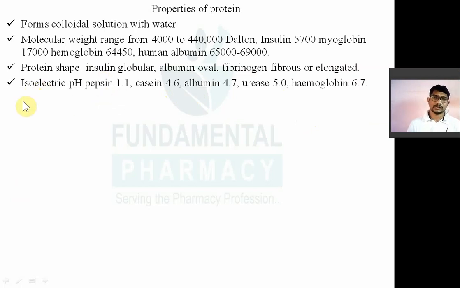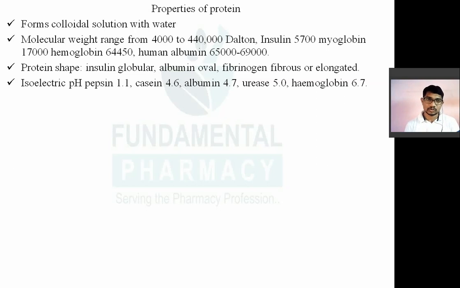Then isoelectric pH. So what do you mean by isoelectric pH? The pH at which amino acid will exist in a zwitter ion. Zwitter ion means amino acid will carry both positive plus negative charge, and therefore the net charge on amino acid will be neutral. So that is nothing but the isoelectric pH. Again, I will define it. So isoelectric pH means the pH at which amino acid will exist in a zwitter ion. Zwitter ion means they will have both positive as well as negative charge, and the net charge will be zero. That is nothing but the isoelectric pH.